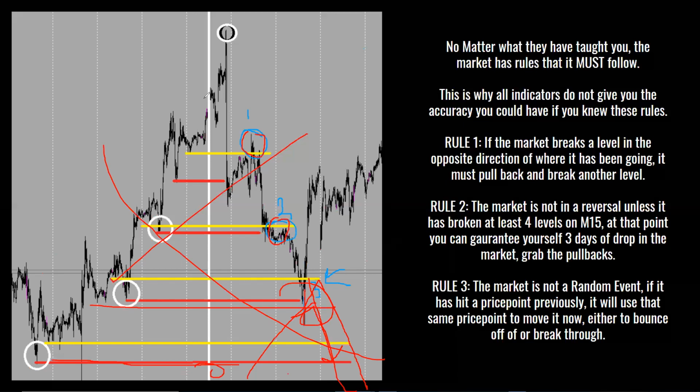It can't pick a new price point that it hasn't already had in the market as a price point that it bounced off of or resisted, because that is an algorithm. And like we've been trying to tell you, it is coded to do a specific thing at a specific point, regardless of what is happening in the economy and all these other things.